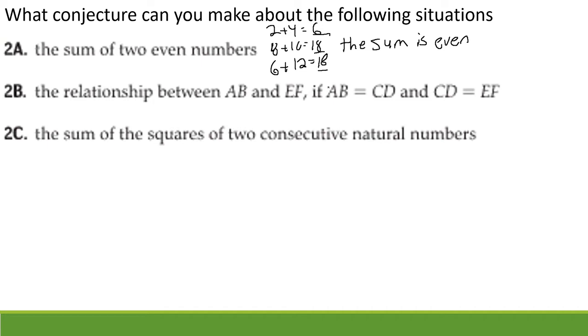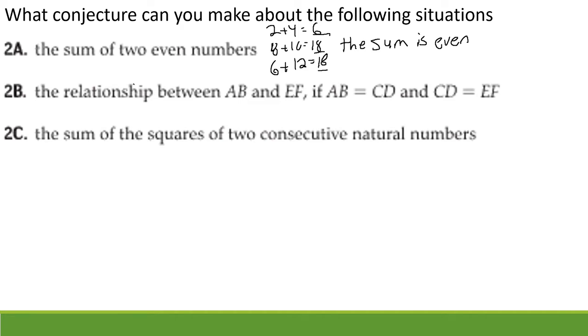So again, the sum is even would be the best conjecture we can probably make here. You could also maybe say the sum is bigger than 2, because all our examples are bigger than 2 as well. Again, conjectures aren't necessarily going to be always 100% right. You can disprove a conjecture by providing a counterexample, which we'll get into later, but it's just based on what you have seen before.